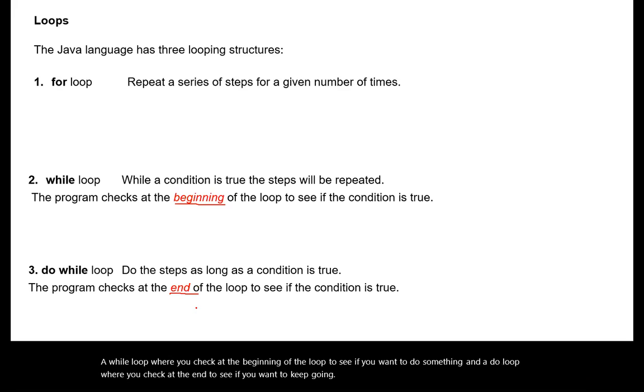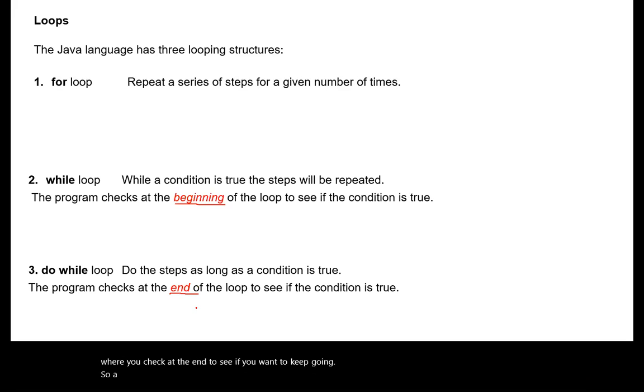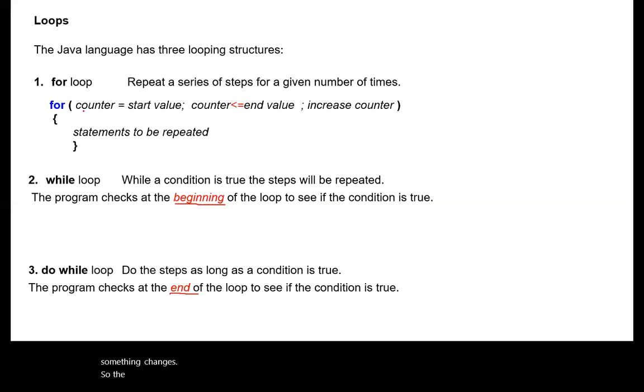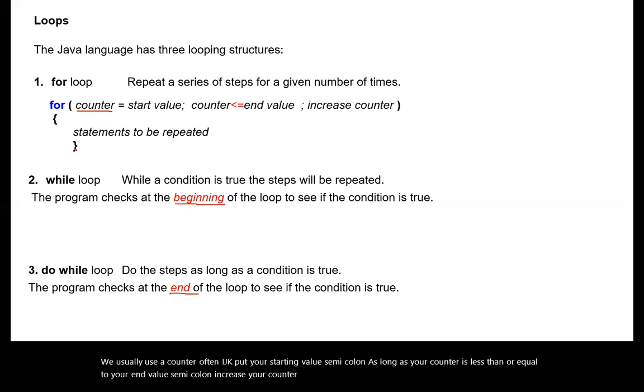So a for repeats a certain amount of times. A while something is true, you do it. And a do while, you do until something changes. So the format, we usually use a counter, often I, J, and K. Put your starting value, semicolon. As long as your counter is less than or equal to your end value, semicolon, increase your counter. Steps to be repeated are inside the starting and ending bracket.